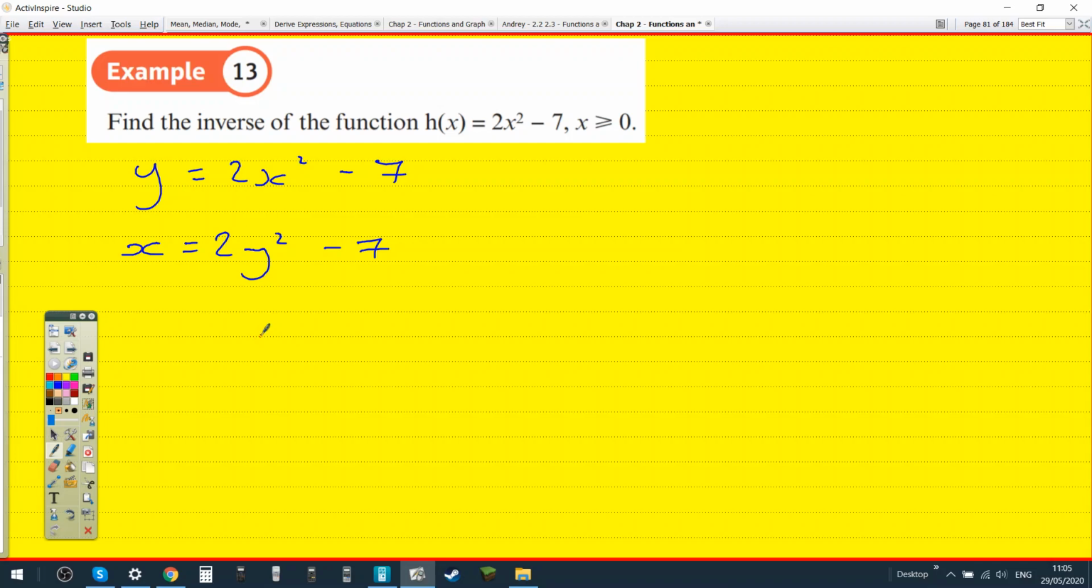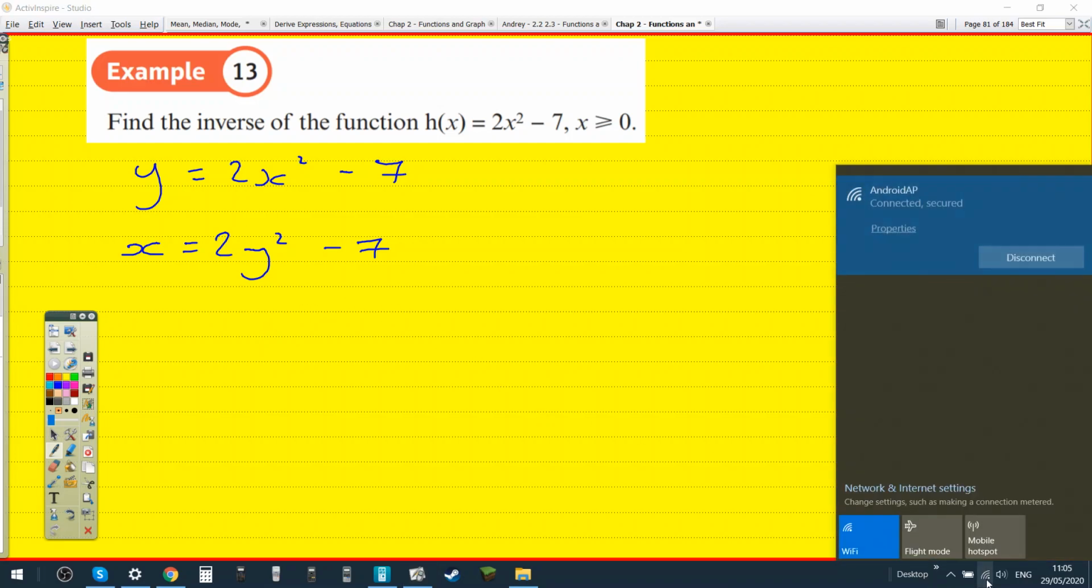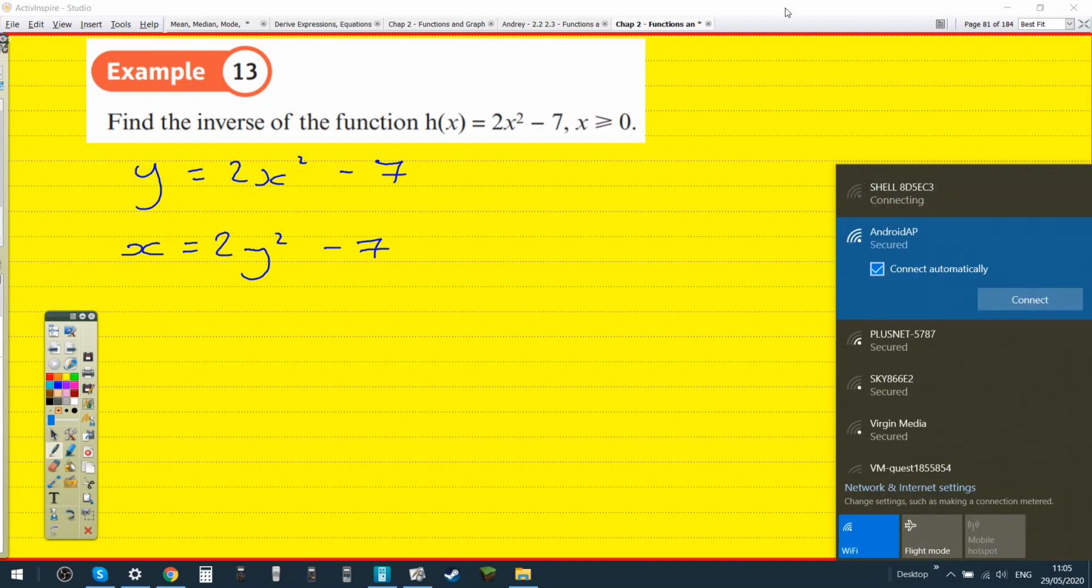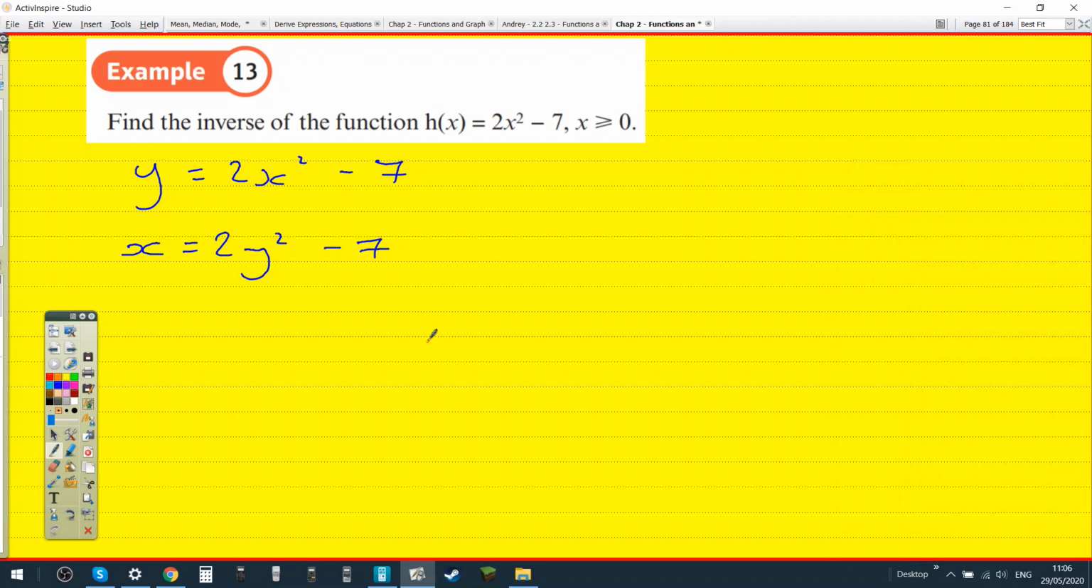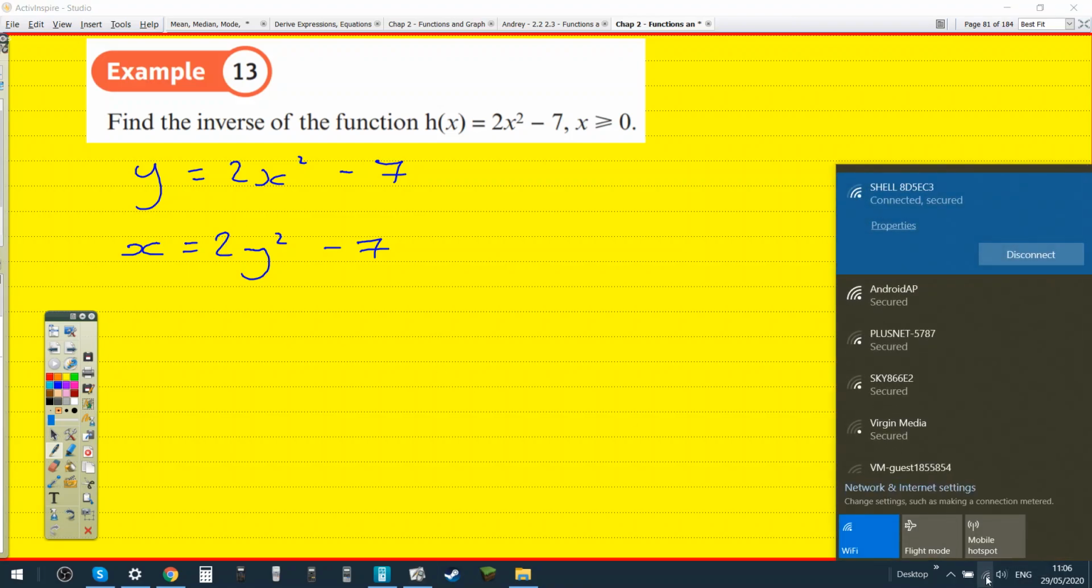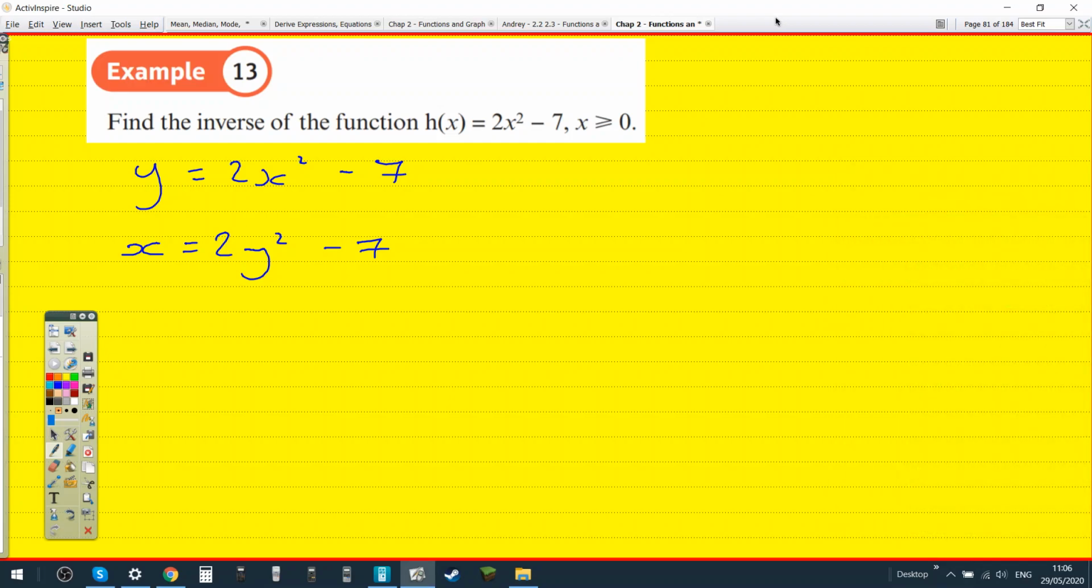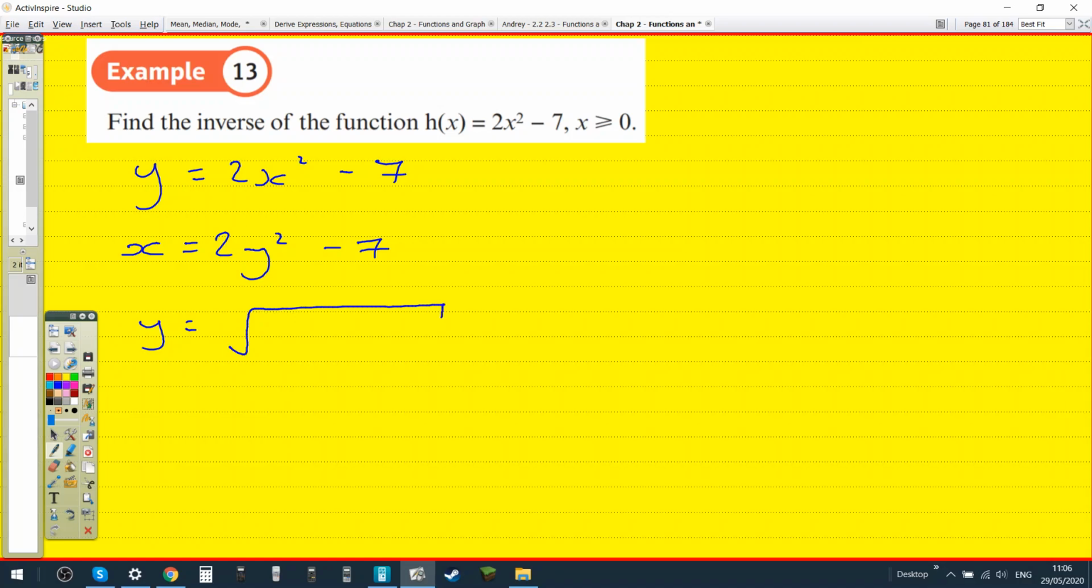Can you hear me? Can you hear me, sir? Yeah, I think my internet just went for a second. Yeah. I got a square root of x plus 7 over 2. That's it. Y equals square root of x plus 7 all over 2.